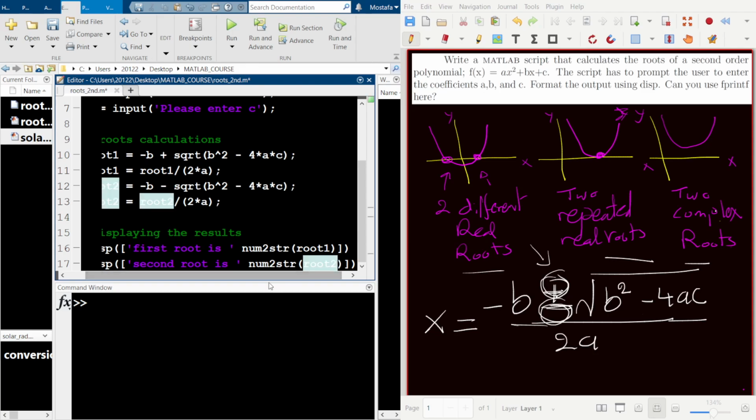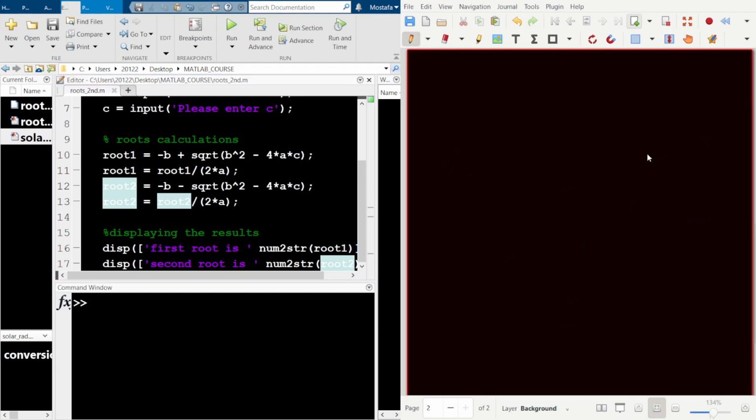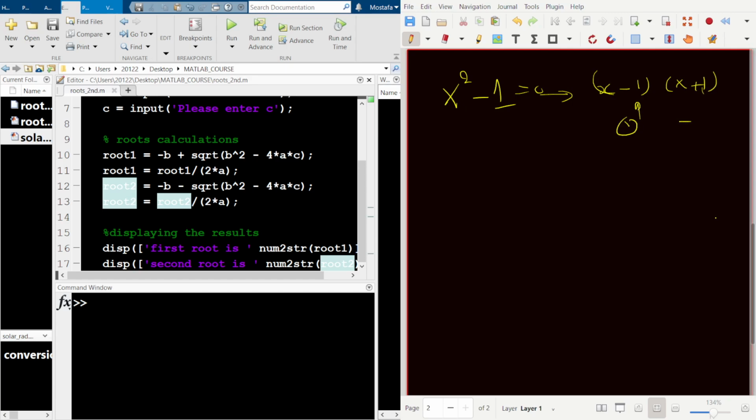So let's actually do some testing. Don't ever develop a code and release it for usage before you do some testing. So let's do some testing with some of the cases for which we know a solution. So suppose I take x squared minus 1. In fact, we knew the solution here because this can be factorized into x minus 1, x plus 1. So we know the solutions are 1 and negative 1.